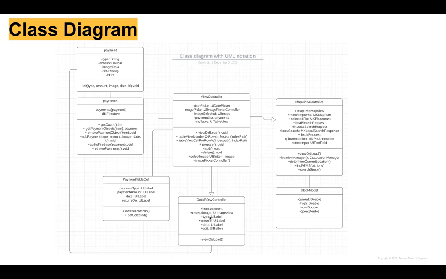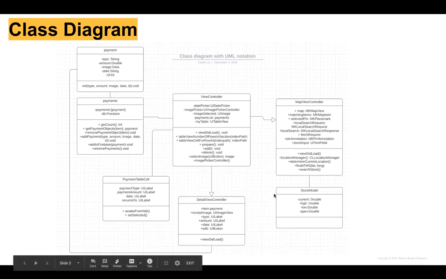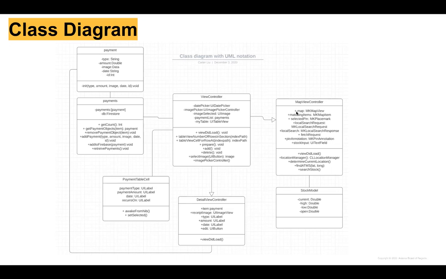In the detail view controller, it displays the item, the image type, amount, and date. And also in this map view controller, you can see the map, search request, private variables, and location manager, current location, ATM, and stock functions.